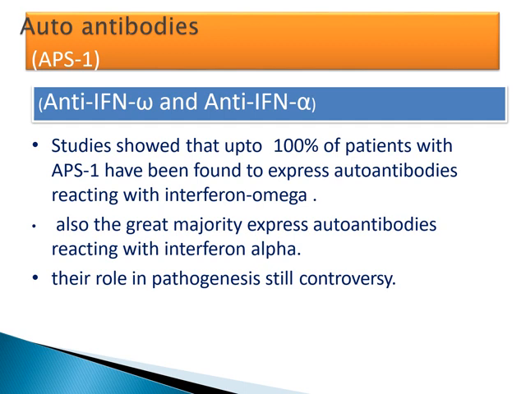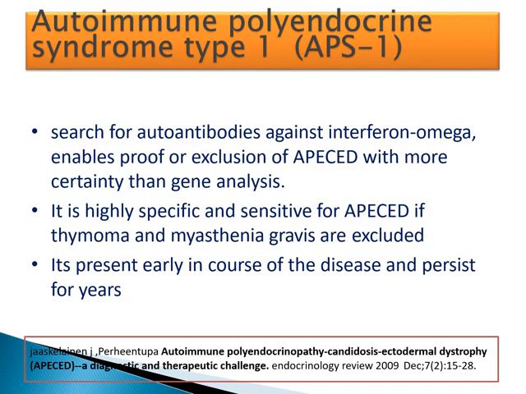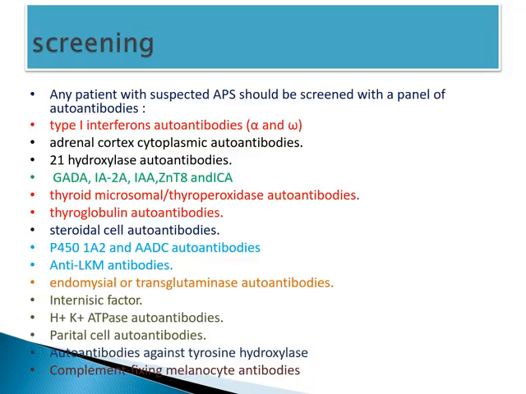Then search for autoantibodies against interferon gamma alpha enables proof of exclusion of APECED with more certainty than gene analysis. It is highly specific and sensitive for APECED if thymoma and myasthenia gravis are excluded, and its presence is early in the course of the disease and persists for years. So any patient with suspected APS should be screened with a panel of autoantibodies.